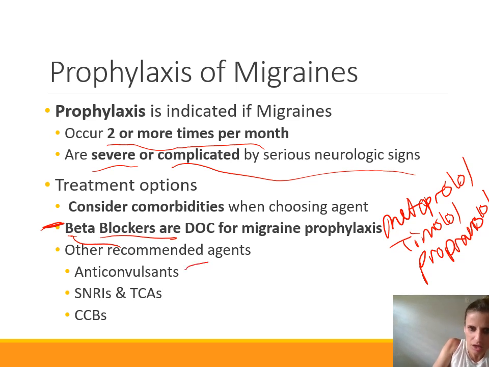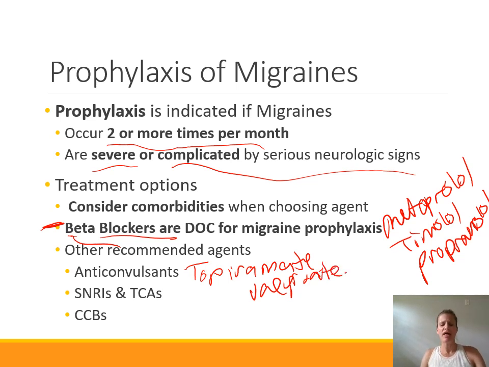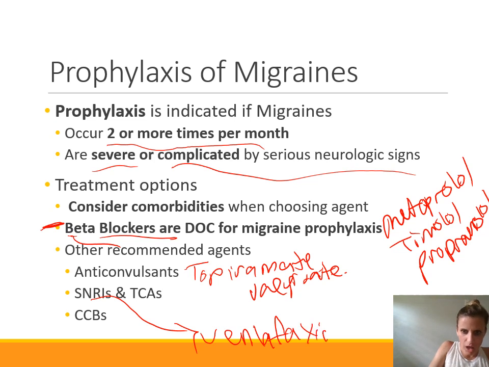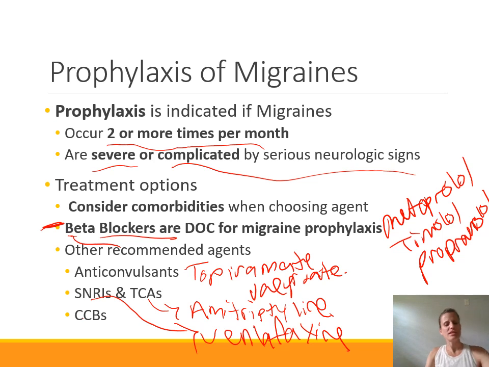Anticonvulsants like topiramate or valproate, divalproex. A lot of anticonvulsants are commonly used. SNRIs and TCAs, so SNRIs like venlafaxine, TCAs, amitriptyline is commonly used. And then calcium channel blockers as well, such as, say, verapamil. So there are various different agents that can be used. And again, it really just depends on your specific patient.